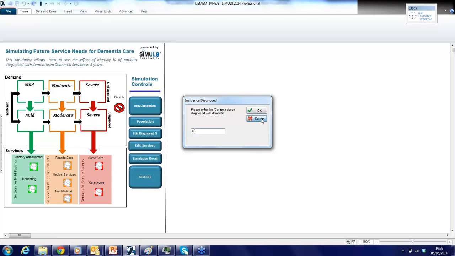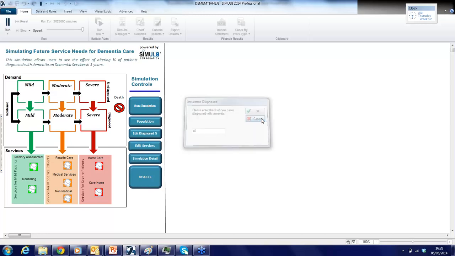So you can edit the number of people you think might be undiagnosed in your area, and you can also edit the services and how much they cost. So we made this localizable.